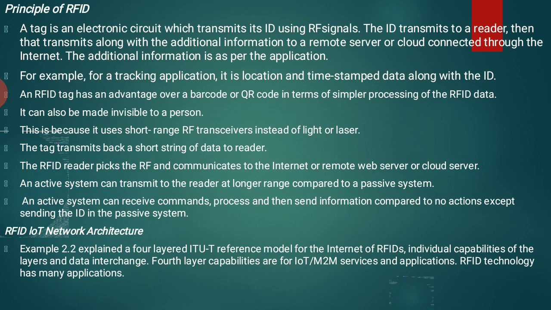A tag is an electronic circuit which transmits its ID using an RF signal. So if we are using the tag, that tag is an electronic circuit, and by using this electronic circuit, we are transmitting its ID using an RF signal.